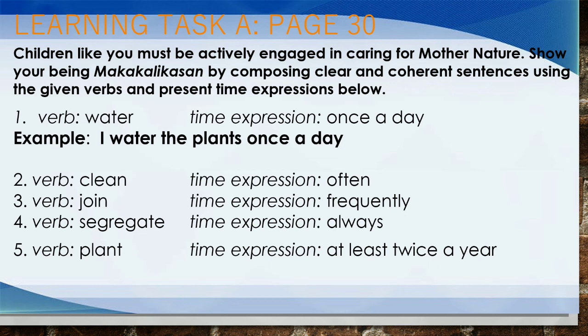Number 2, 3, 4, and 5 are for you to do at home. Number 2, the verb is clean, the time expression is often. Number 3, the verb is join, the time expression is frequently. And number 4, the verb is segregate, the time expression is always. Number 5, the verb is plant, the time expression is at least twice a year.